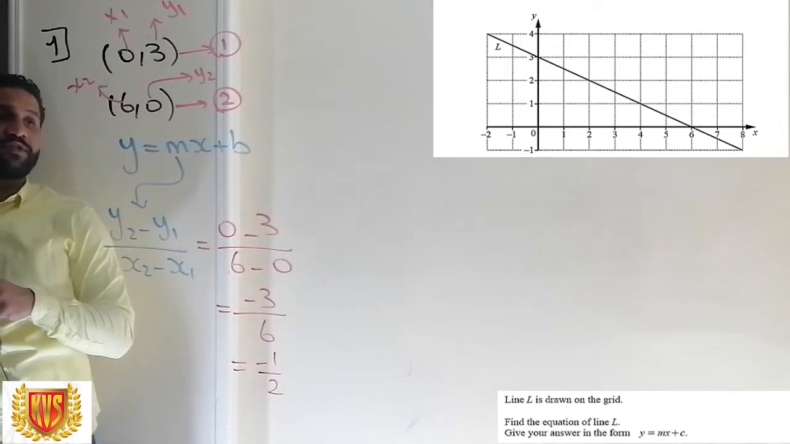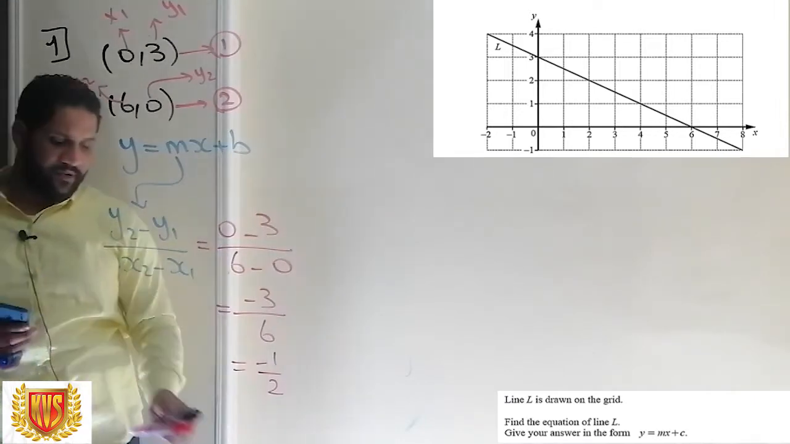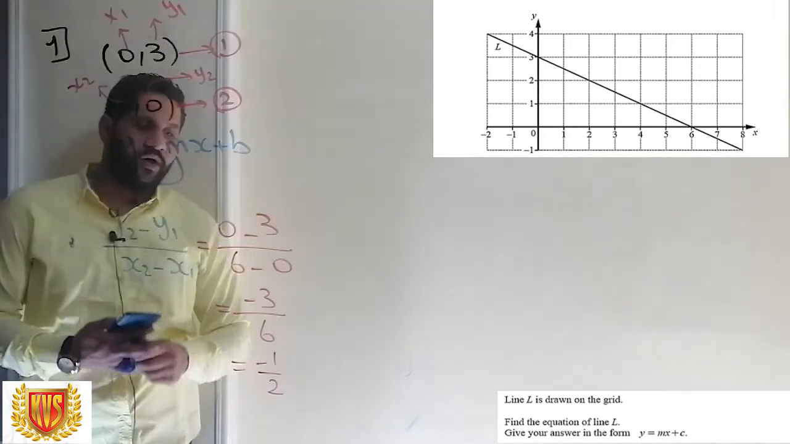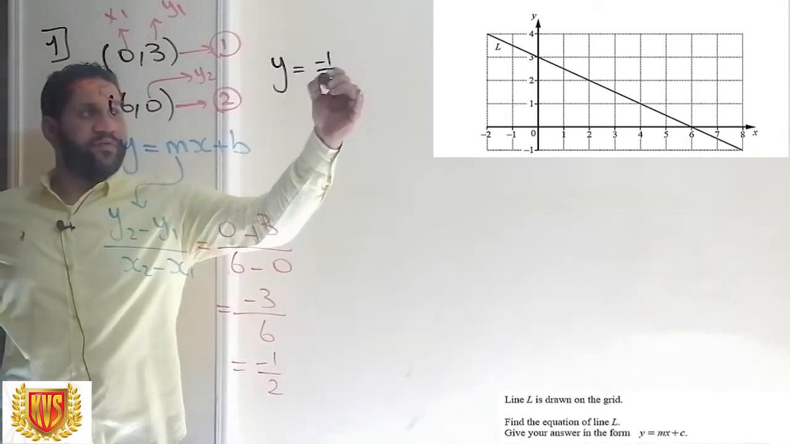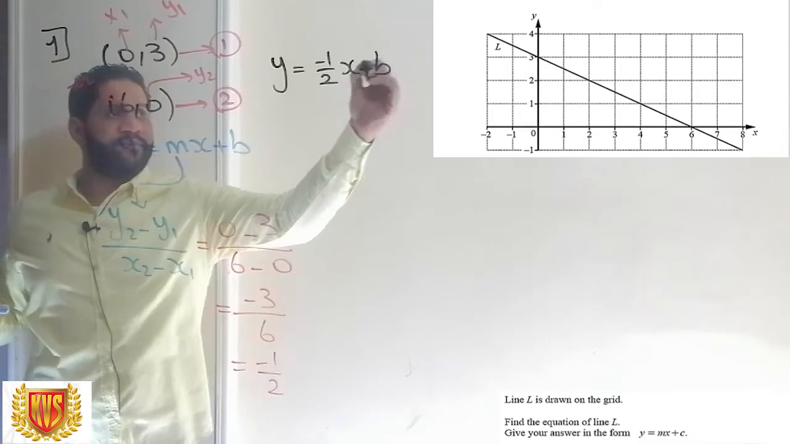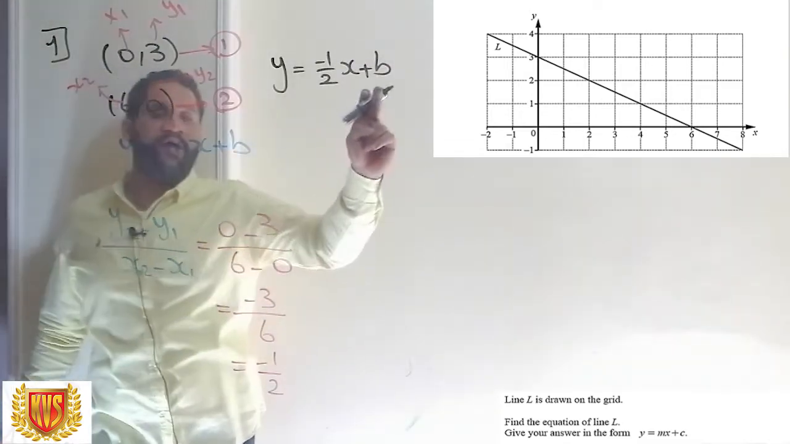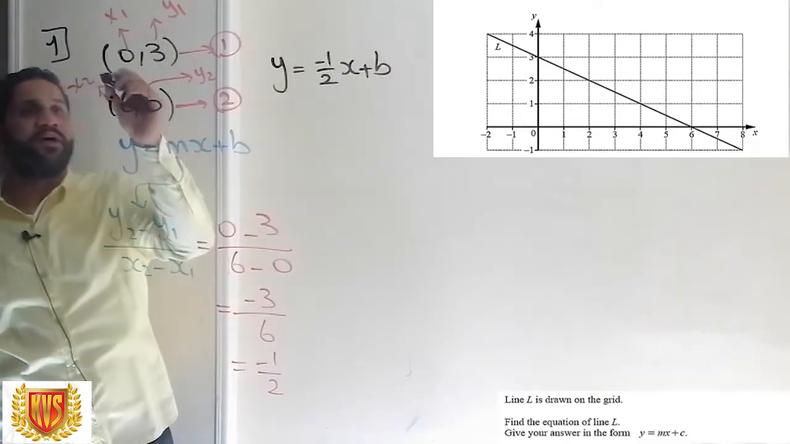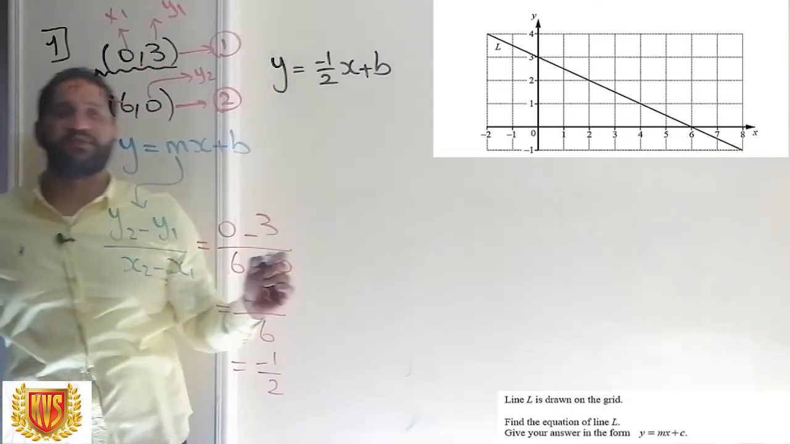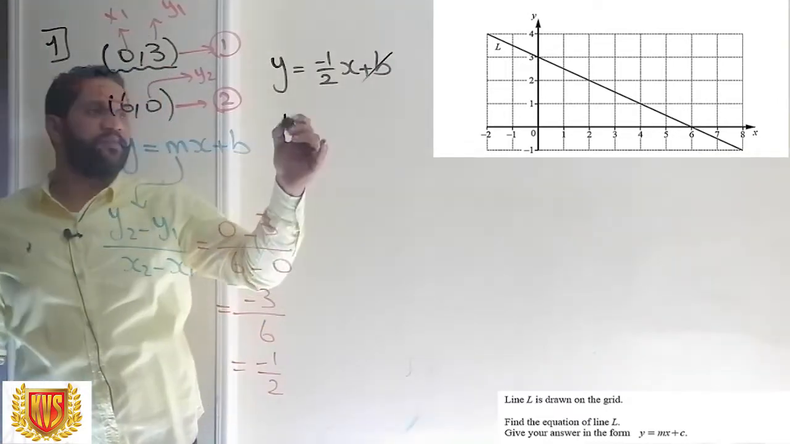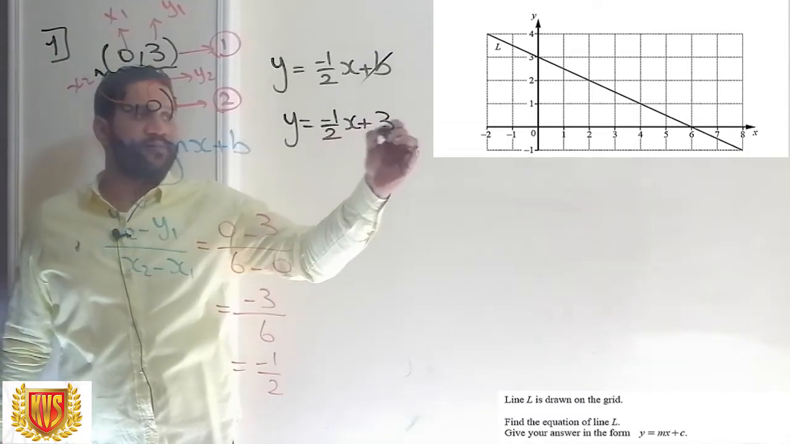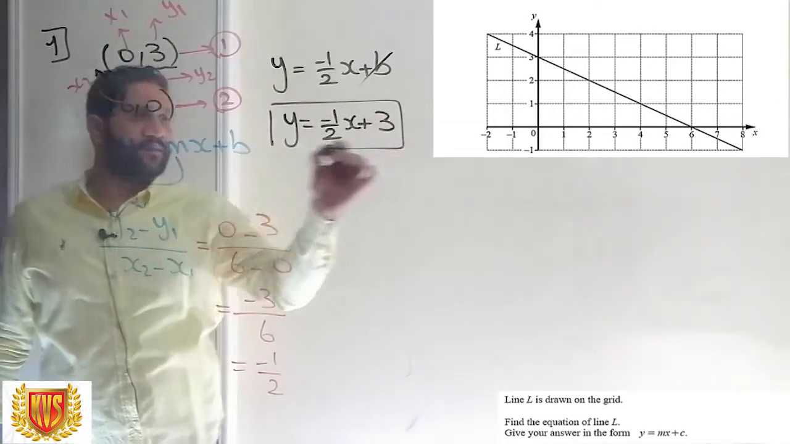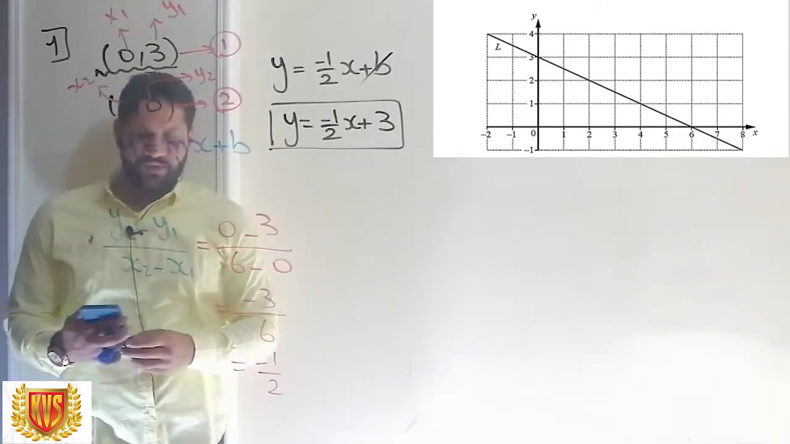So the equation of the straight line is y equals negative half x plus b. To get b, I know that b is the y-intercept, and we discussed that this is my y-intercept, so I remove b and put 3 instead of it, so it's negative half x plus 3, and this is the equation of the straight line.